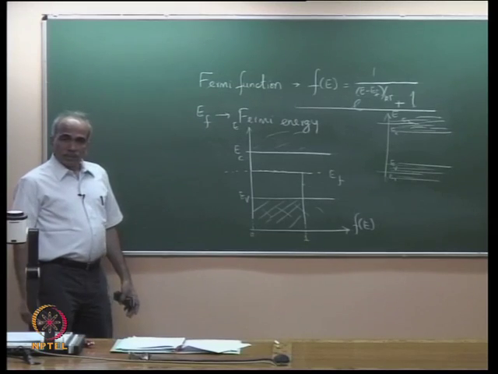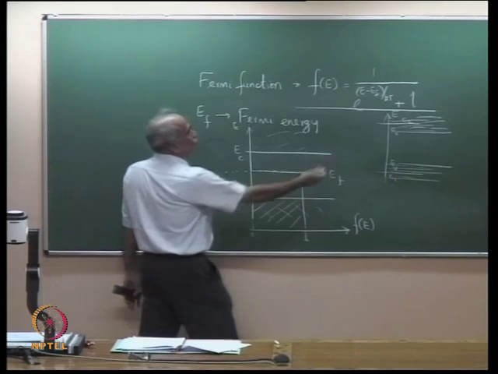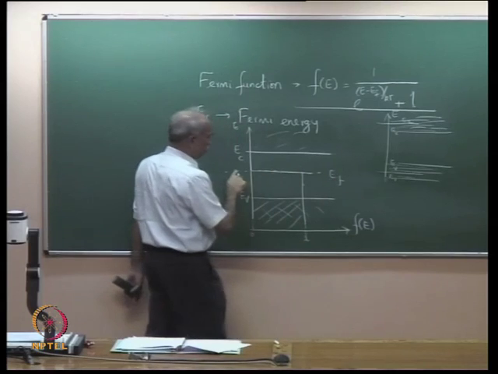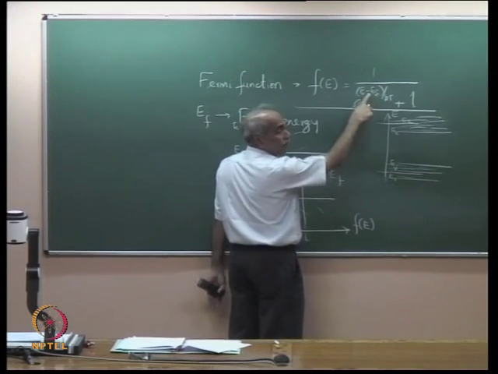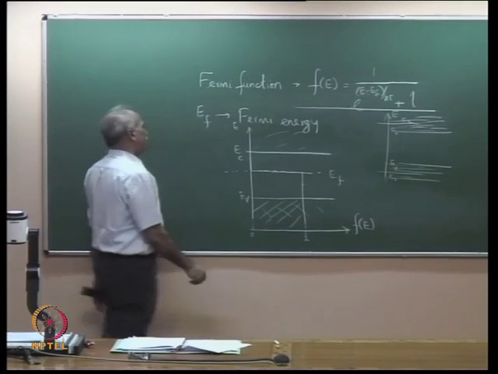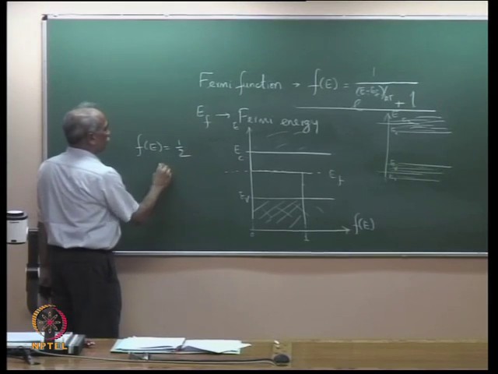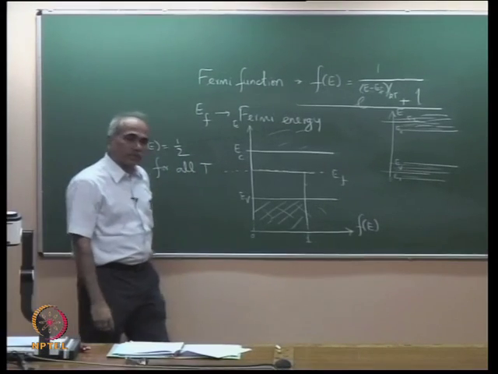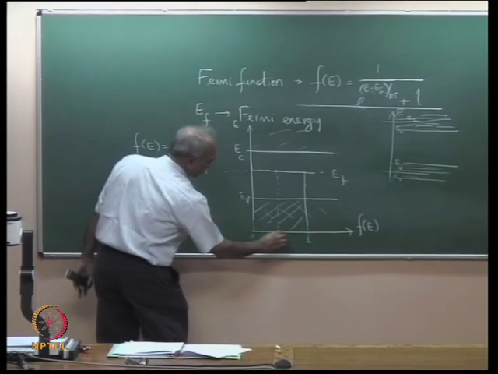Probability is 1. If you take a finite temperature, this is what you already know: at E equal to EF, for any temperature, the exponent is 0 and therefore e to the power 0 is 1, and 1 plus 1 is 2, so the probability is half. So F of E equals half for all temperatures. If I indicate that half here, this is 0.5.